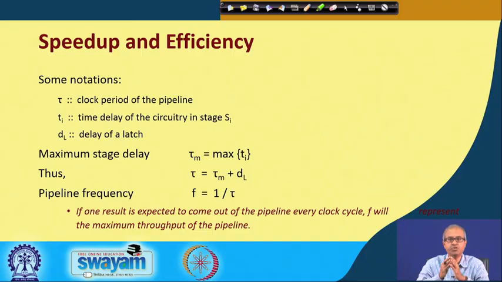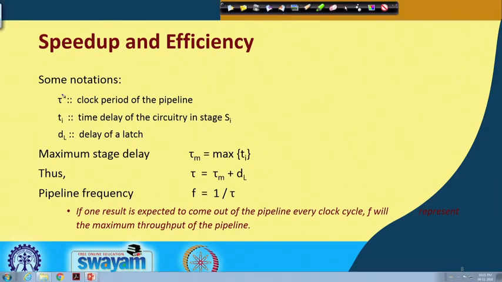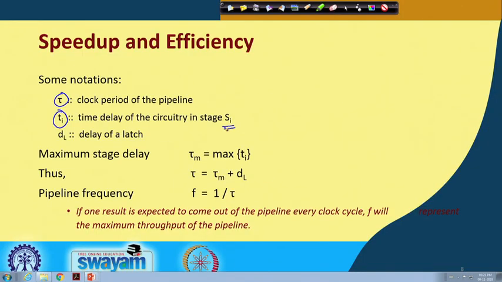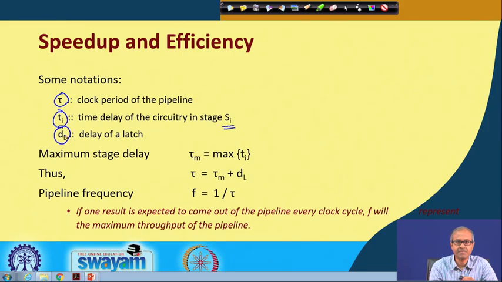Now, let us carry out a quick calculation of the speed up and efficiency of a pipeline in the general sense. Earlier we showed that calculation for that washing example. Let us consider tau is the clock period of the pipeline. That means, every tau time data moves from one stage to the other, and new data also comes, tau, tau, tau like that. And Ti is the time delay for the circuits that are there in stage Si. And I told you there are some latches in between, right. This latch delay will be DL. DL will be the delay of a latch, let us say.